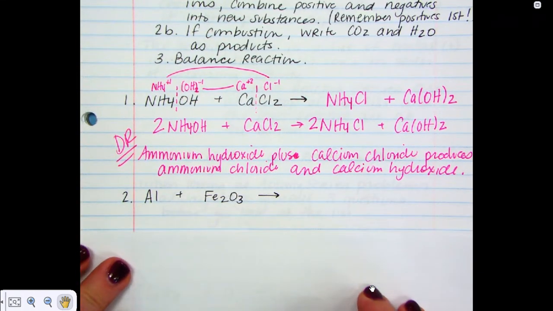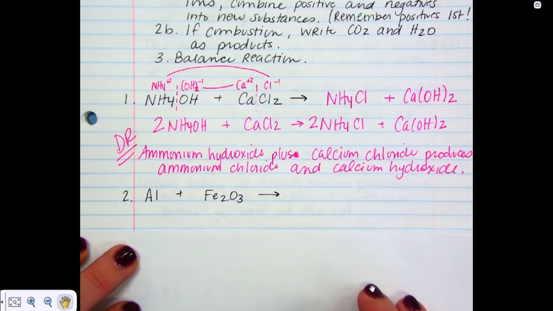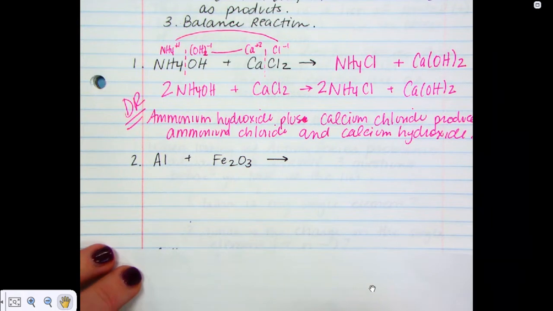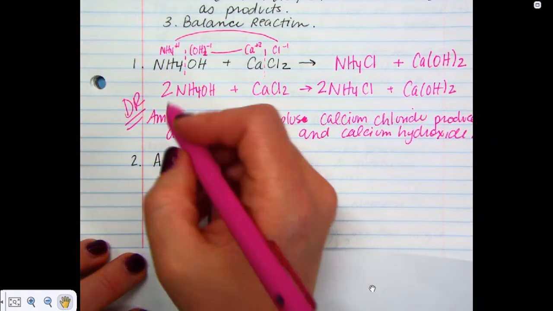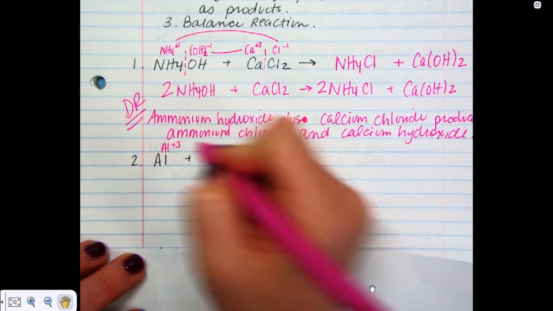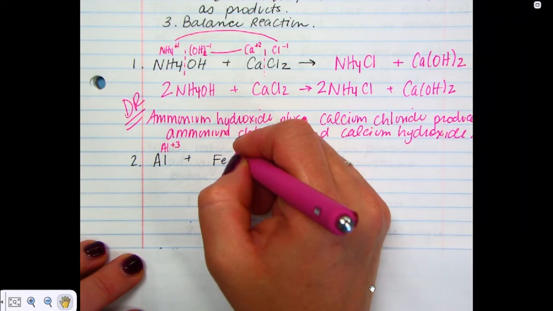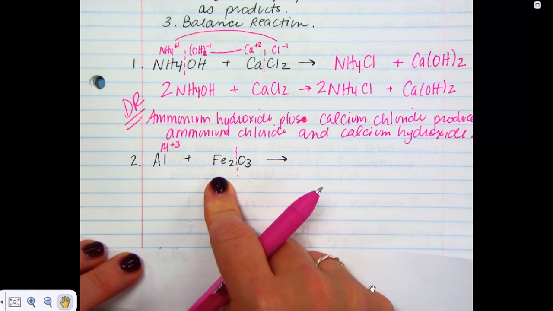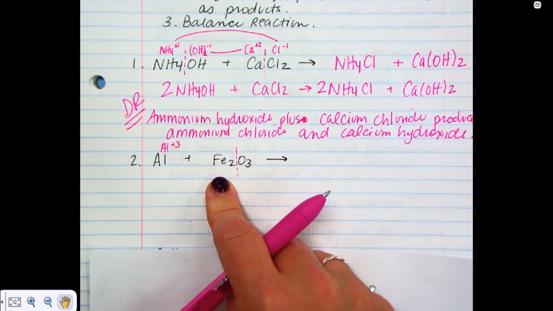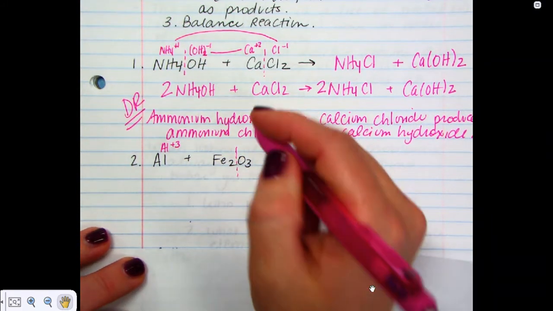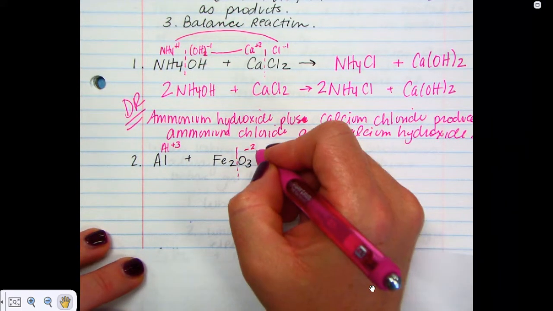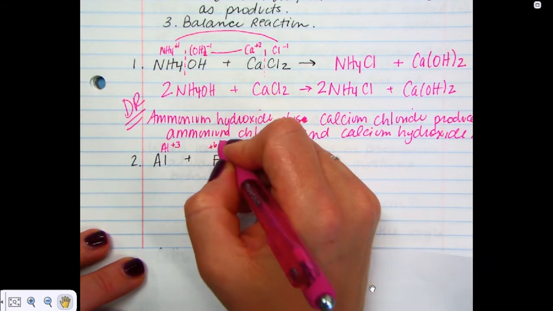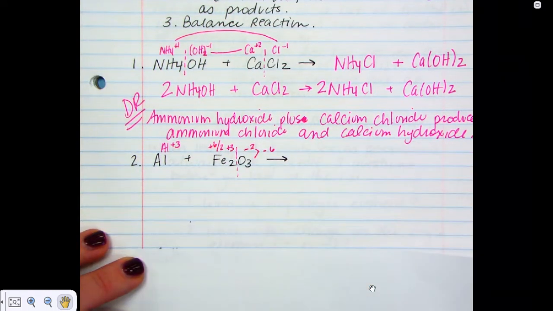Next one. Al plus Fe2O3. All right. So aluminum to start with is by itself. I obviously know it's going to pair with something else, so I just write down what the charge of the single element is. Fe and O3. Well, what do I know about Fe? It's a transition metal. I need to determine that charge by looking at what it's paired with. We already know how to do that. So I look at oxygen. Oxygen has a charge of -2. There's 3 of them, so -6. The iron's going to be +6, but there's 2 of them, so each one's +3. So this is iron 3.